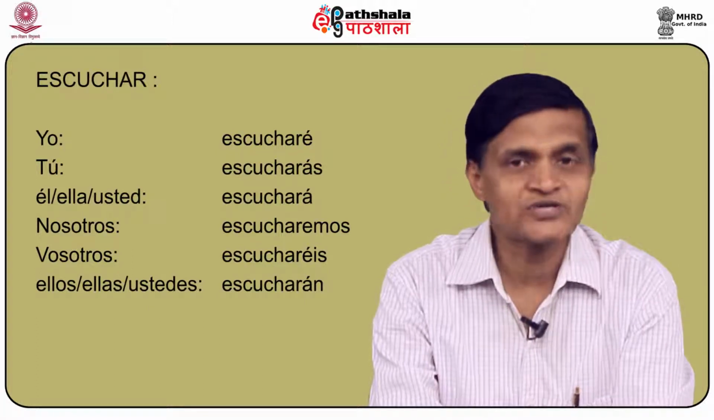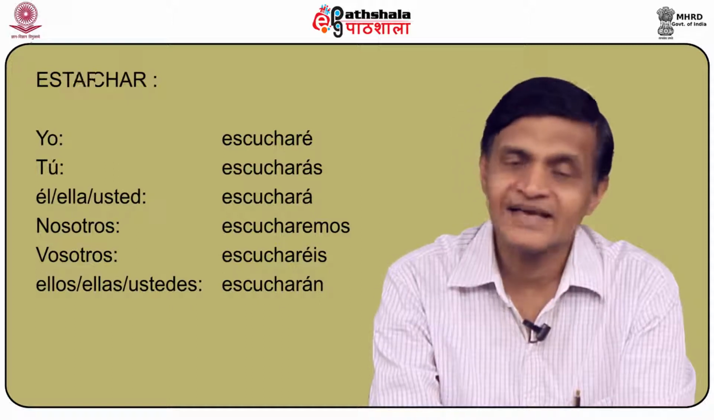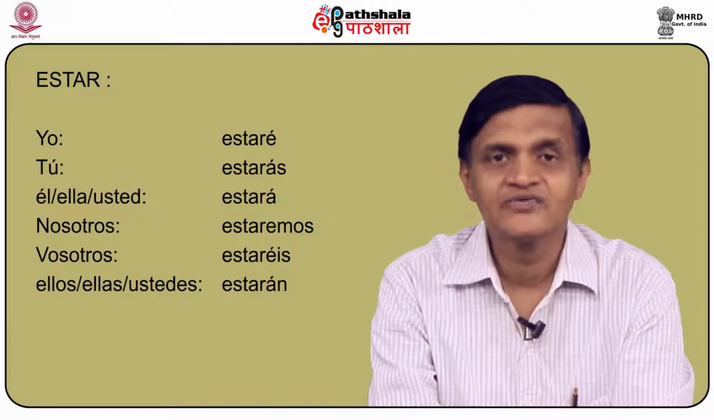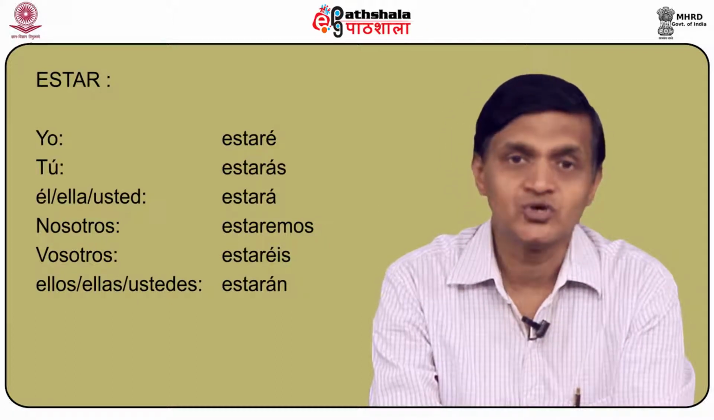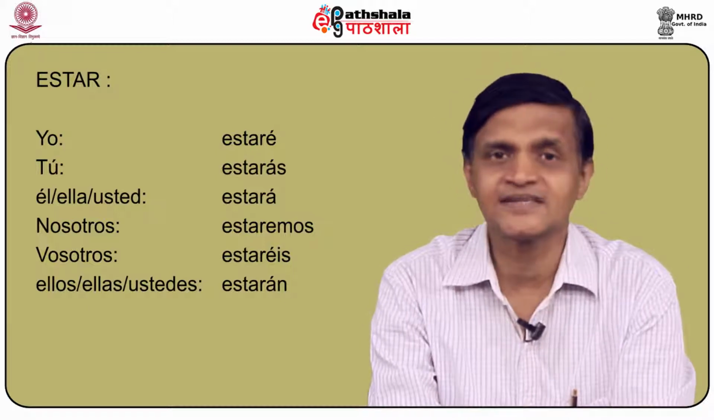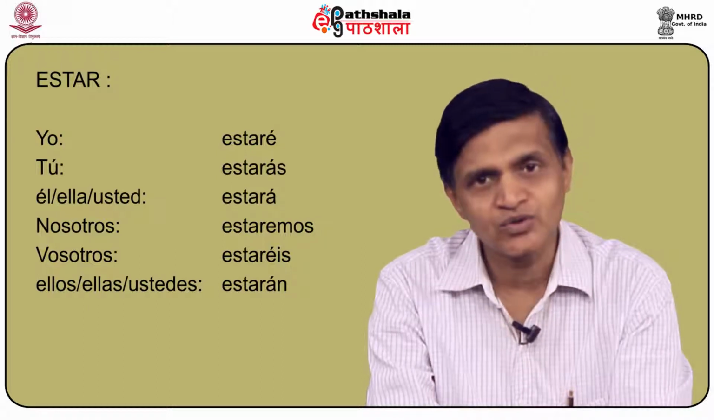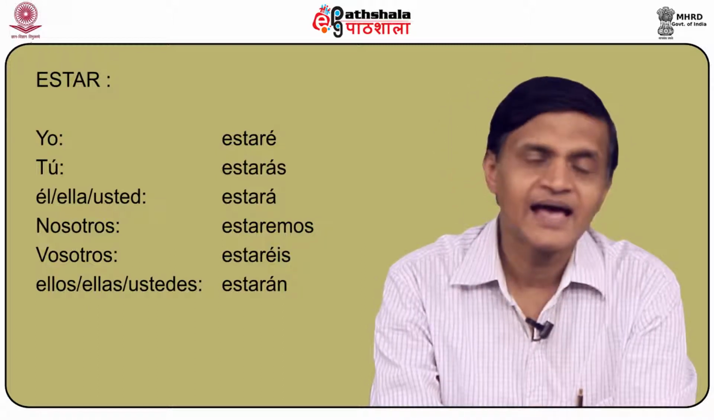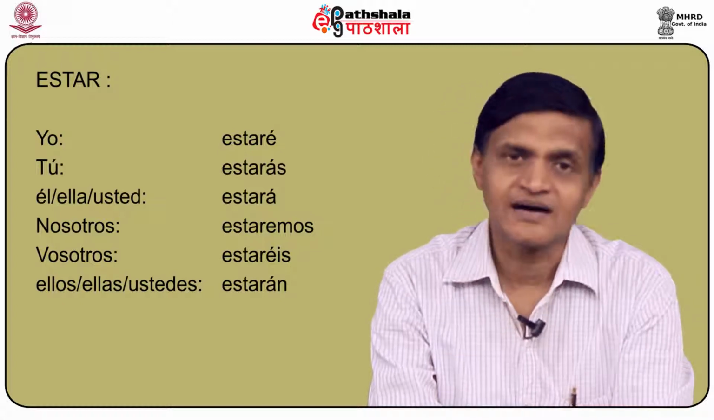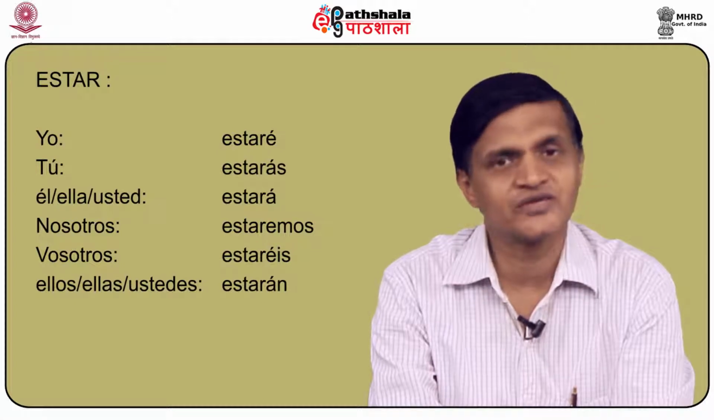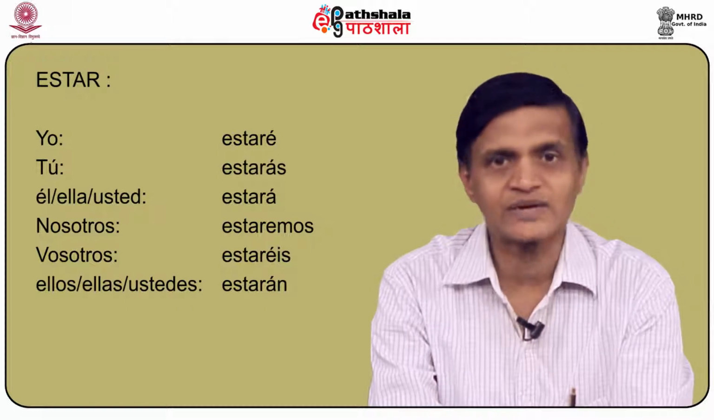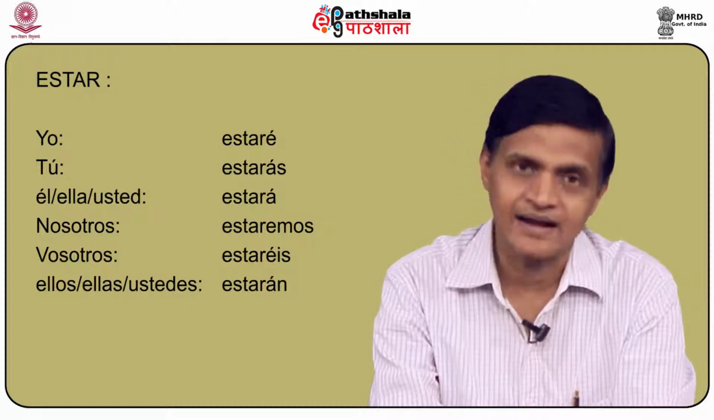Another verb that we've always been insisting is very important is estar, to be. How do we conjugate estar in the future tense? We conjugate it in the following manner. Yo estaré, tú estarás, él, ella, usted estará, nosotros estaremos, vosotros estaréis, and ellos, ellas, ustedes estarán. I repeat, estar in the future is conjugated in the following manner. Estaré, estarás, estará, estaremos without accent, estaréis, and estarán.